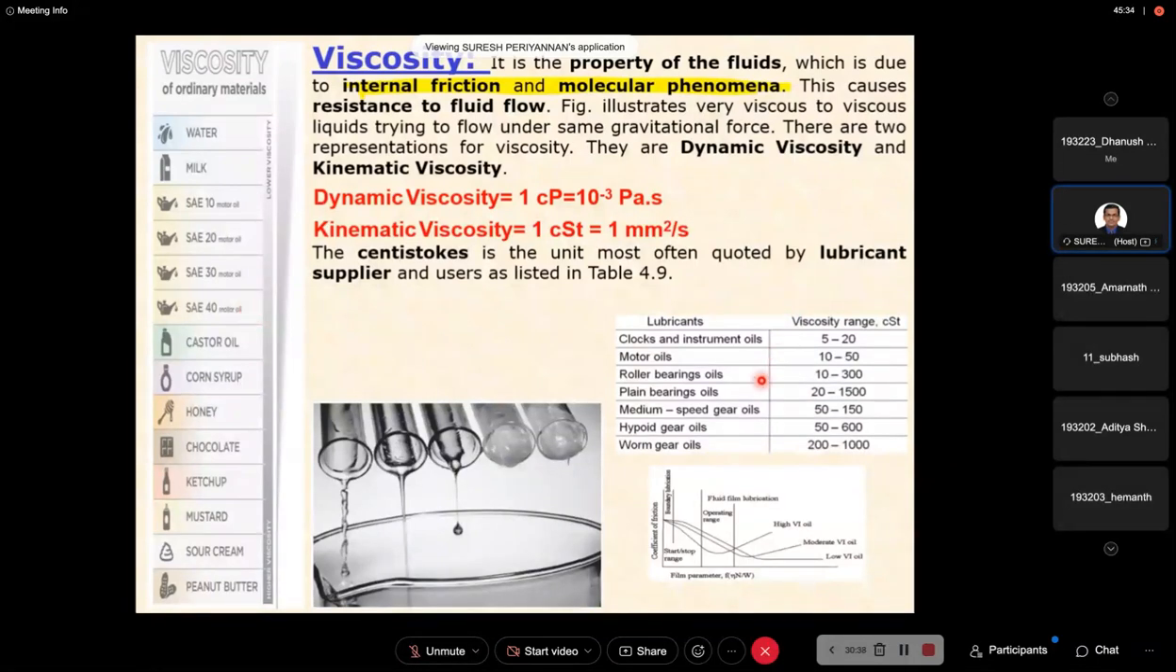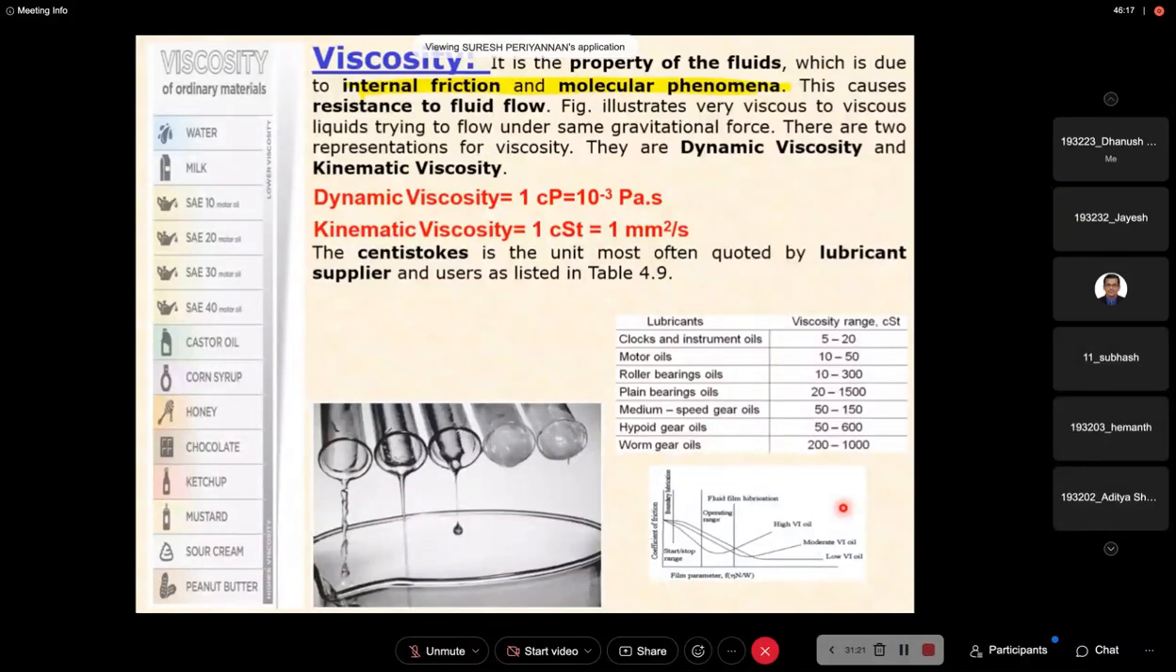Now what viscosity are we using? There are two types: one is the dynamic viscosity and the other is the kinematic viscosity. What is kinematic viscosity? Please, can someone tell that? What is kinematic viscosity? Kinematic viscosity, please. Sir, it's the internal resistance of a fluid under gravity or gravitational force.